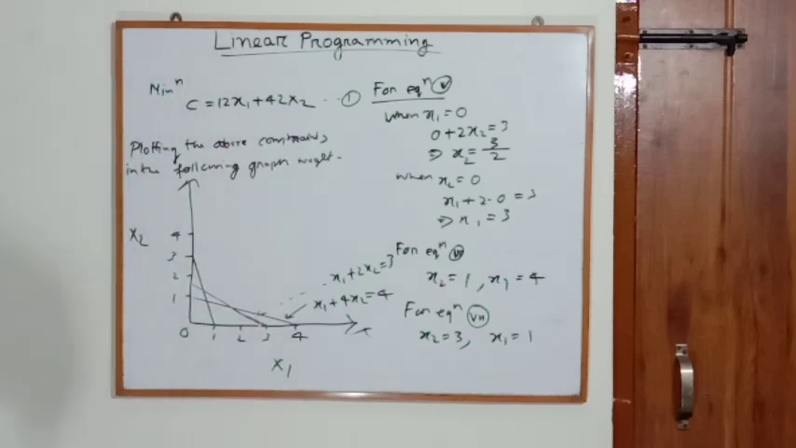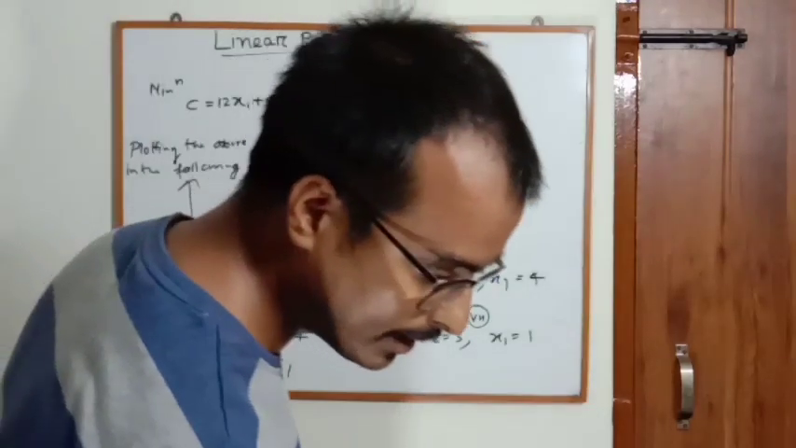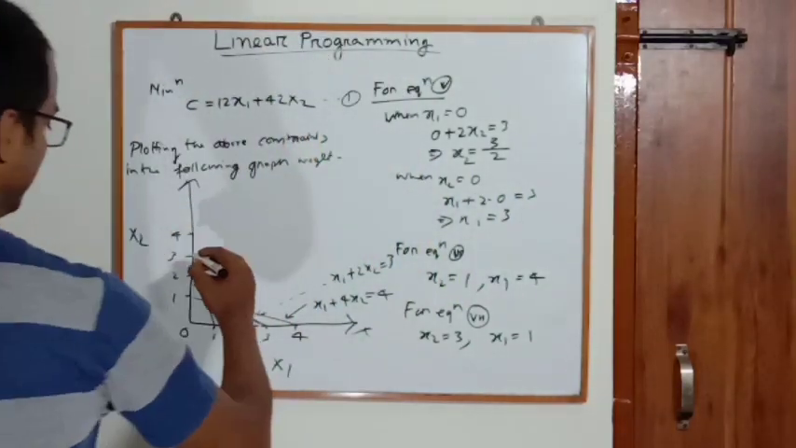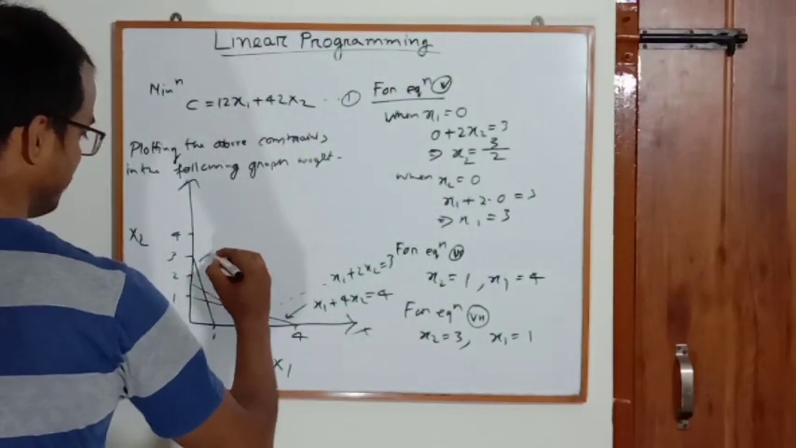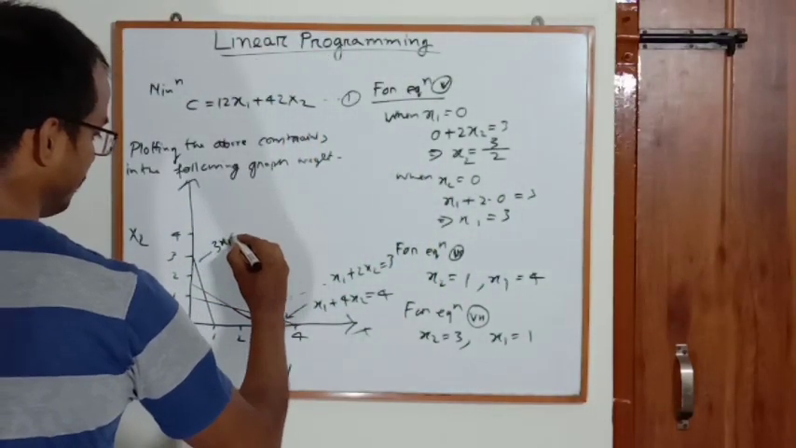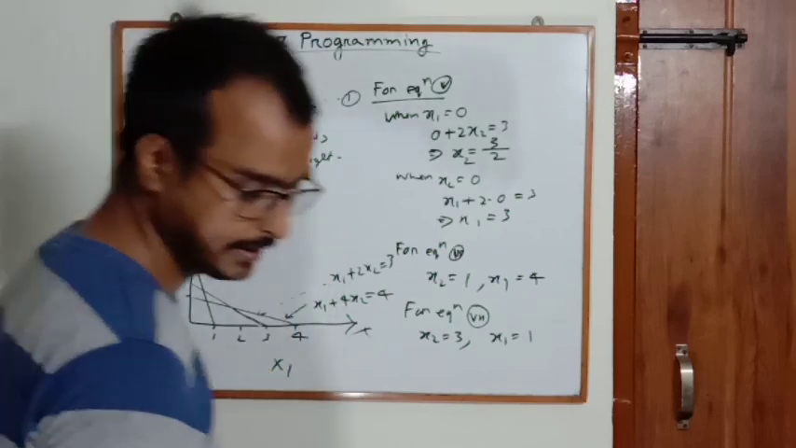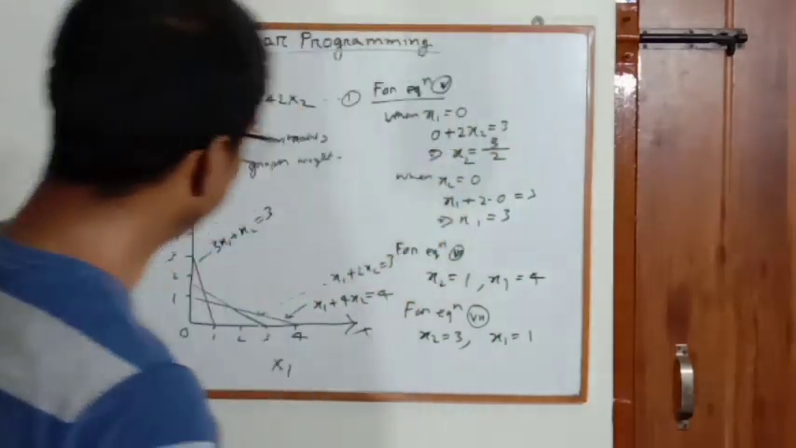I'm done. I can write the name. Its name is 3x1 plus x2 is equal to 3, I think. Yes, 3.